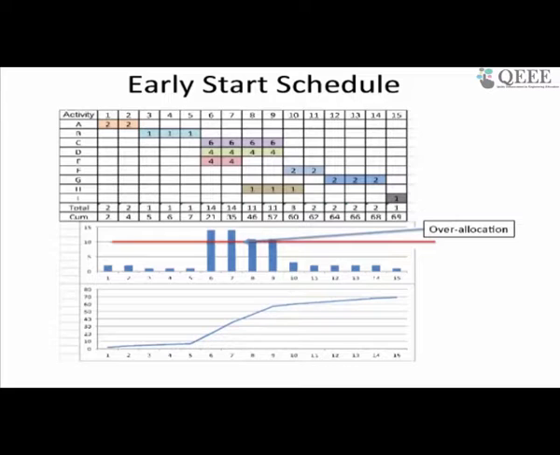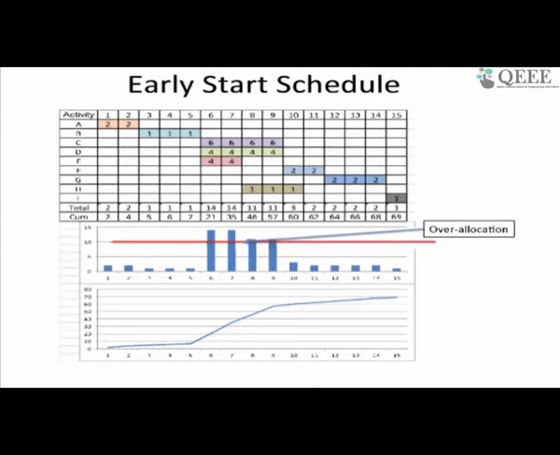From a practice point of view, you want to keep resources at a level which is available in your resource pool. If I'm over allocated on resources, then I'm not going to be able to do the job. I'll have to delay or go into overtime or go into multiple shifts. All of these can be other problems.